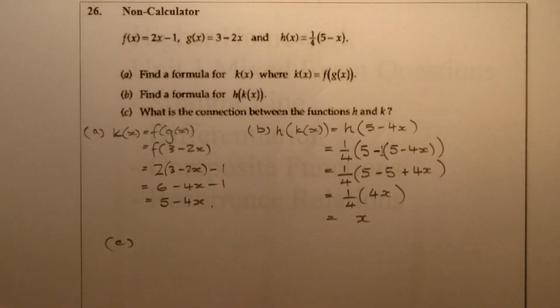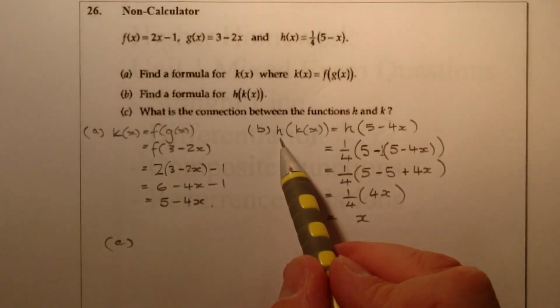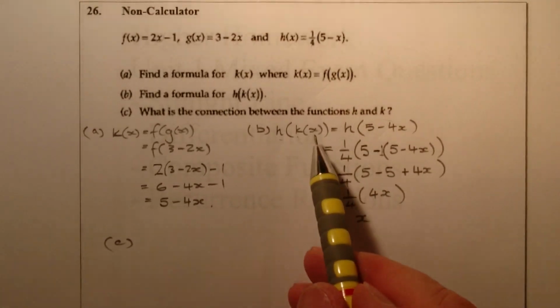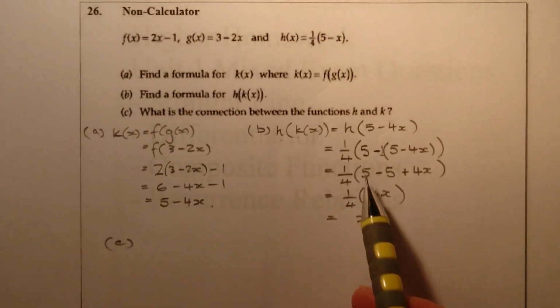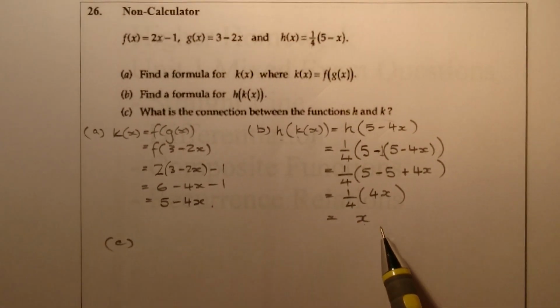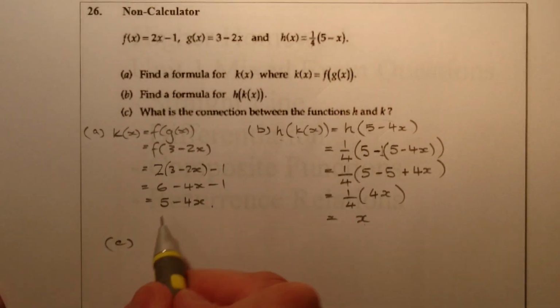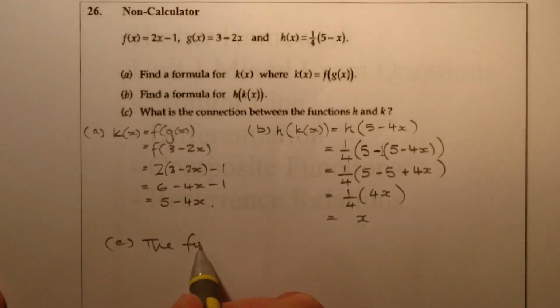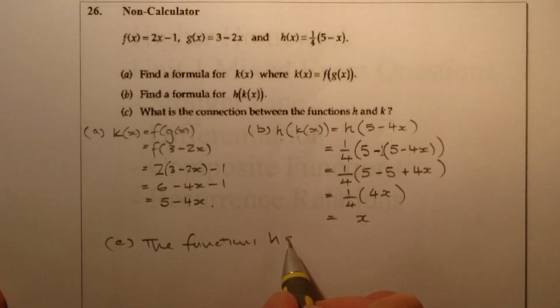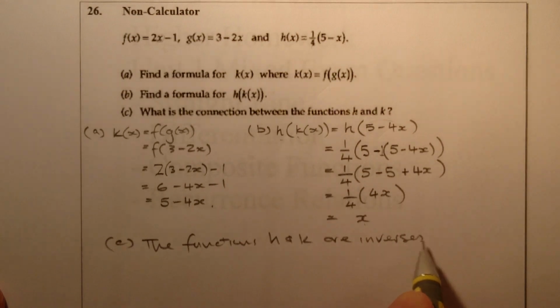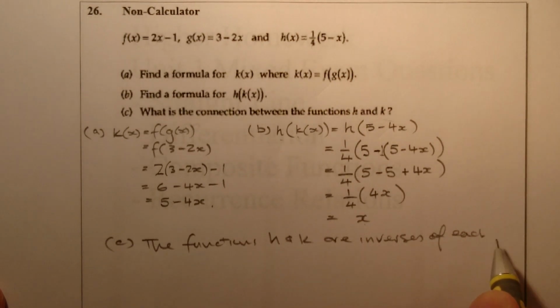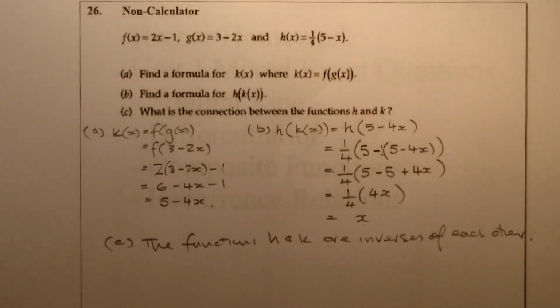So part C, what is the connection between the functions h and k? Well, if I substitute an x into that equation and I get an x out, they must be inverses of each other. So, statement: the functions h and k are inverses of each other. Okay, that'll be that question done.